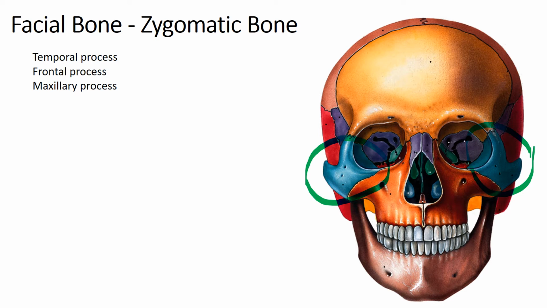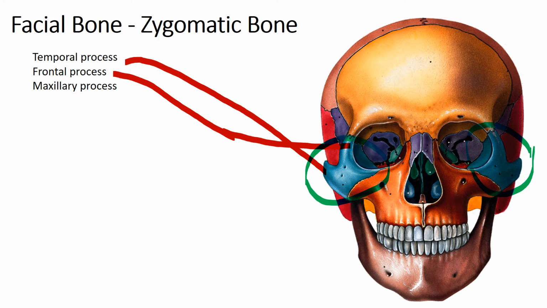Let's start with the temporal process. We have the temporal process of the zygomatic bone, and so this is going to be the projection that's pointed towards the temporal bone. Next, we have the frontal process of the zygomatic bone, and so that would be facing towards the frontal bone. And then lastly, there is the maxillary process of the zygomatic bone, and so the process that is going to face towards the maxilla.